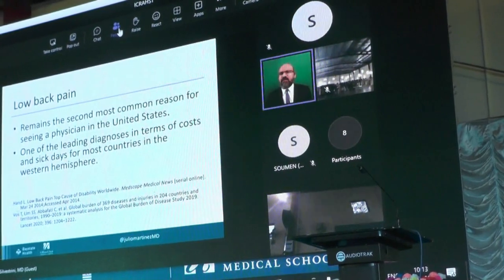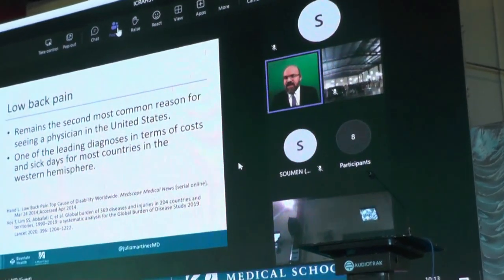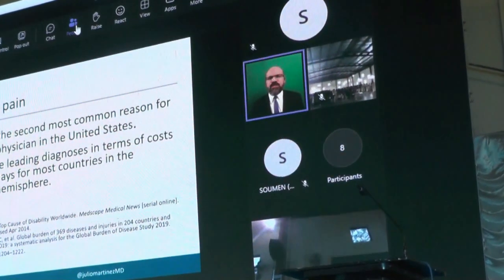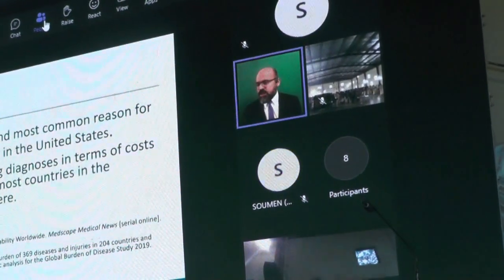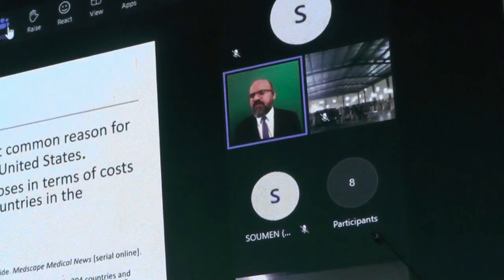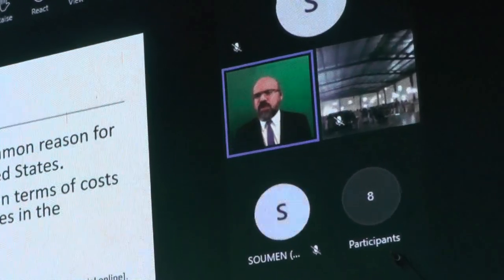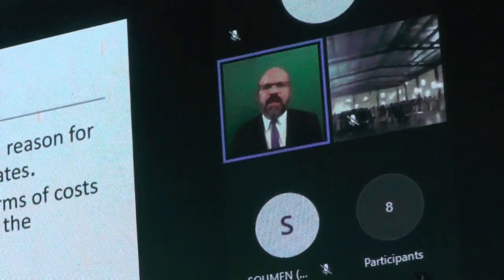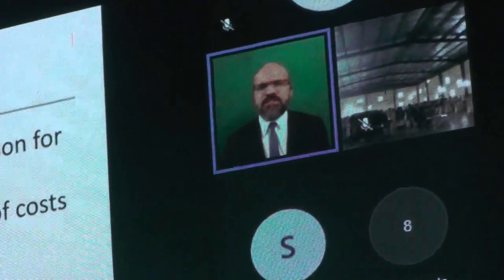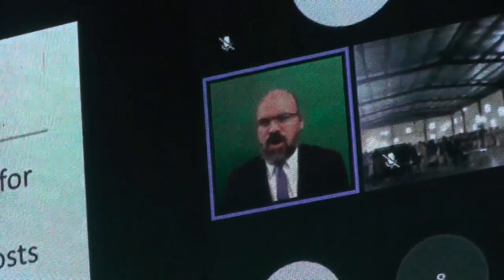Low back pain remains the second most common reason for seeing a doctor in the United States, the first one being upper respiratory tract infections, and is one of the leading causes of cost and sick days in most countries of the Western Hemisphere.